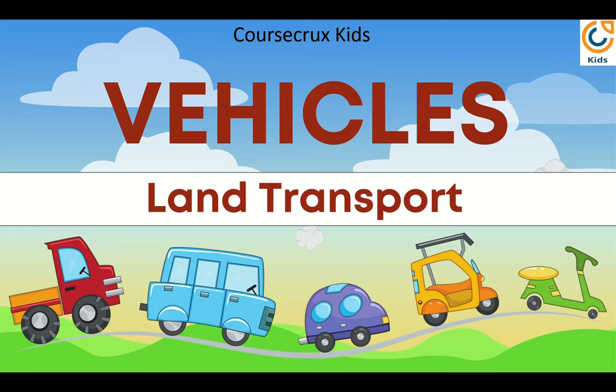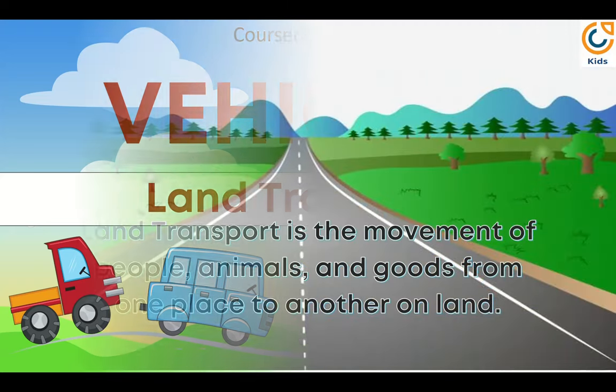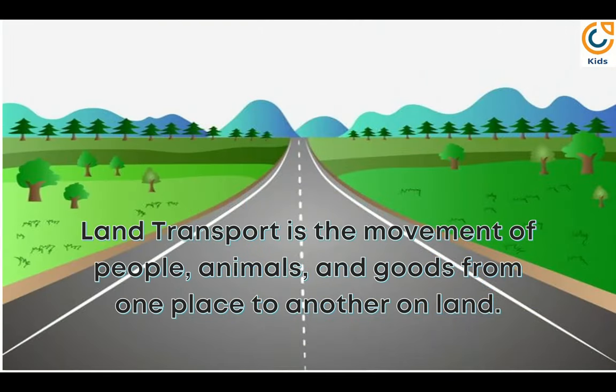Kids, today we are going to learn about land transport. First of all, what is land transport? Land transport is the movement of people, animals and goods from one place to another on land. There are different types of vehicles that are used in land transport. Let's read their names one by one. Are you ready kids? Let's start.